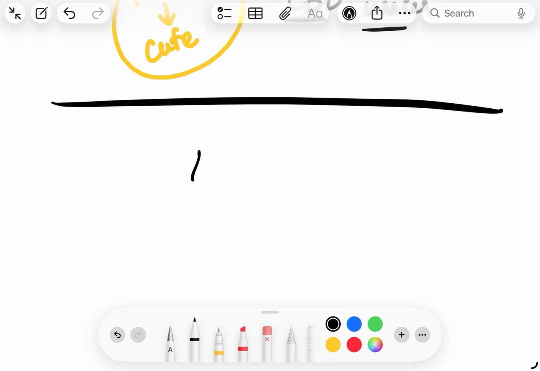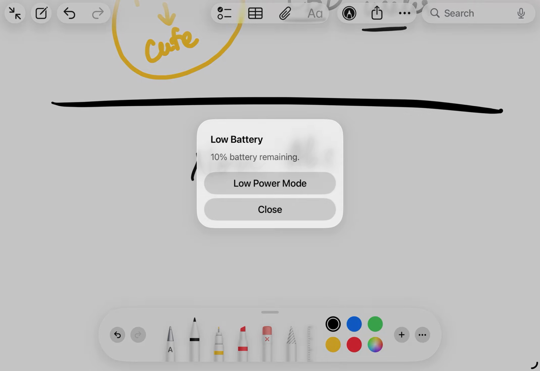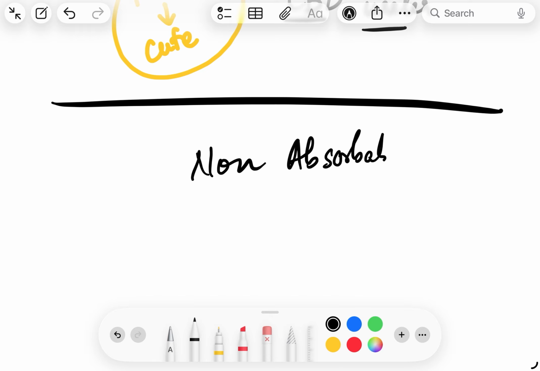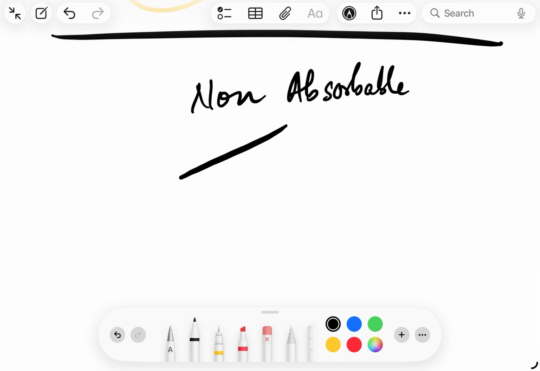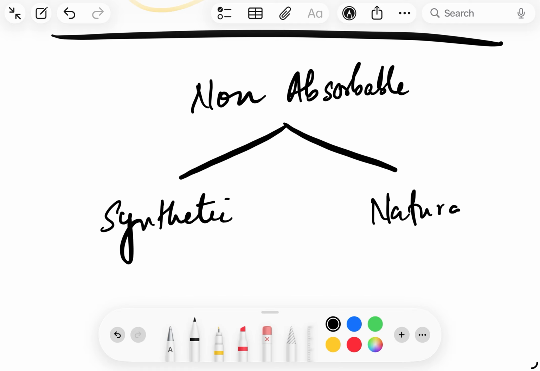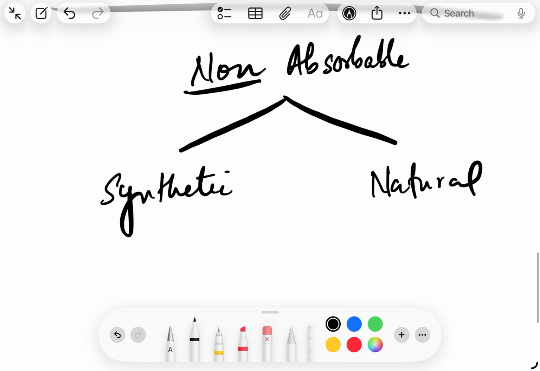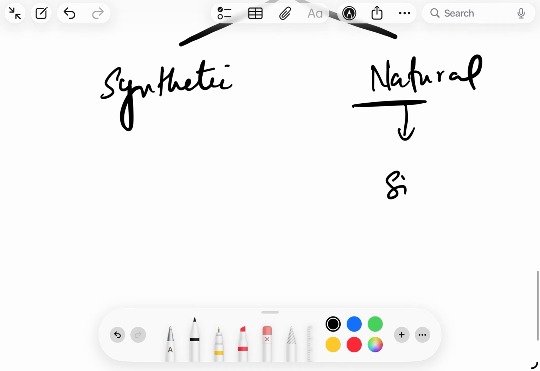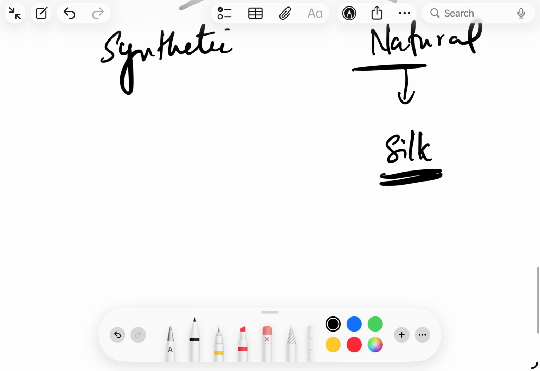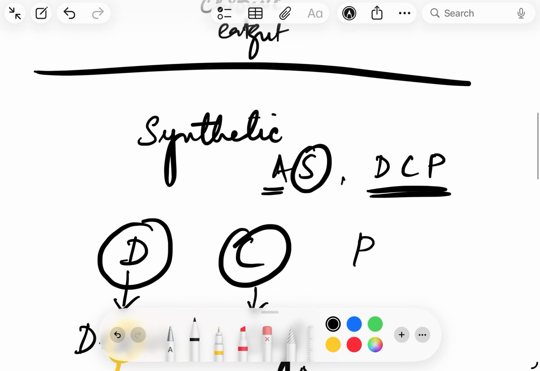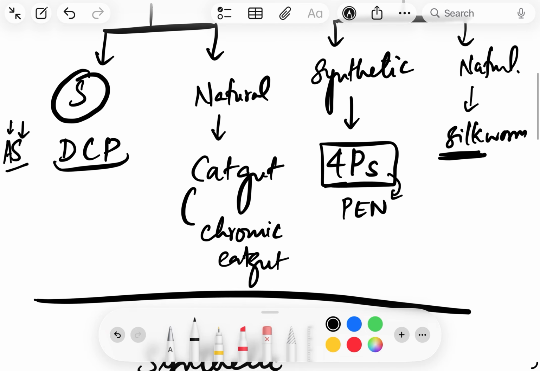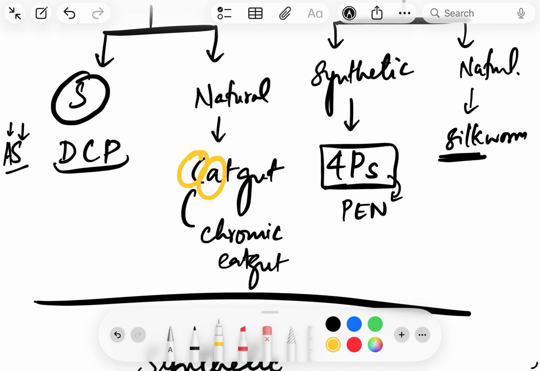Moving on to non-absorbable. Non-absorbable, again we have synthetic and natural. As I said, natural non-absorbable would be your silk. Another one, natural absorbable is catgut. So how do you remember that? Catgut. C, the next one, A is for absorbable.